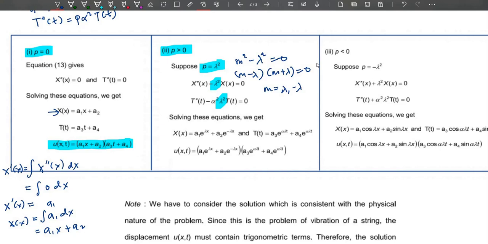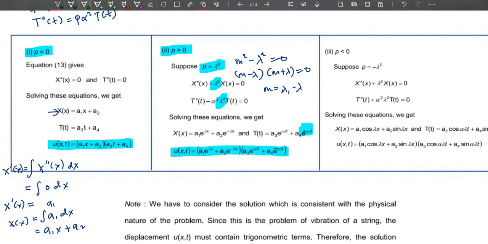Since we have two distinct roots, X of x is equal to this, and T of t is equal to this. Please mind, there is a negative there. Therefore U of x,t, please do a bit of correction in your module. So U of x,t is equal to (A1 e^(lambda x) plus A2 e^(negative lambda x)) multiplied with (A3 e^(alpha lambda t) plus A4 e^(negative alpha lambda t)). Please do a bit of correction here.